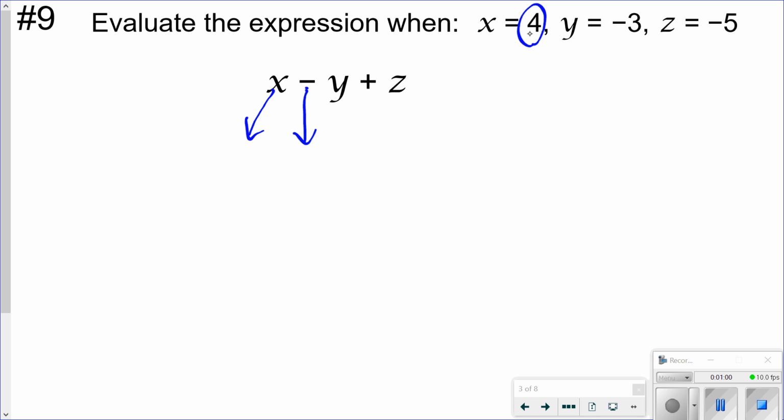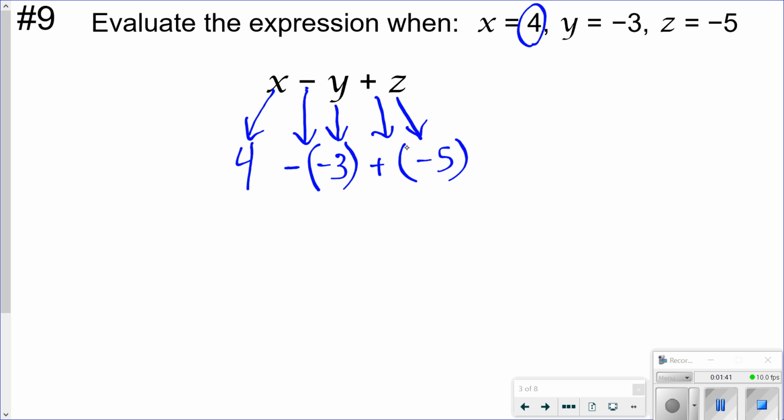The value for x is 4. You drop down that minus sign, and then we have to find the value of y. The value of y is not 3. It is a -3. So you have to make sure that the minus sign is next to the -3. It's not -3, it's minus -3. And then we need to drop down this plus sign. And then finally, we need to add the value of z, which is -5.